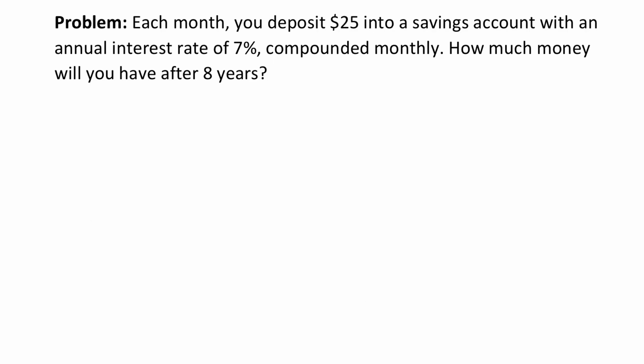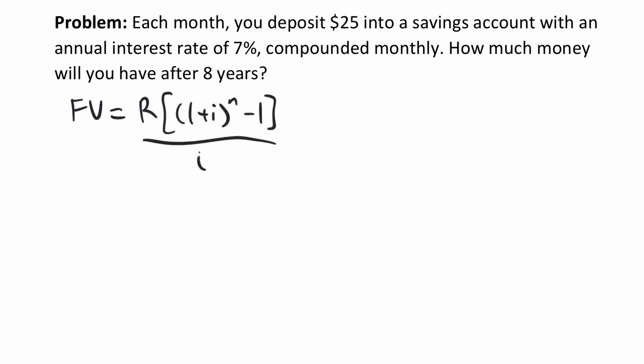All right, let's say each month you deposit $25 into a savings account. You're going to get an annual interest rate of 7% compounded monthly. How much money will you have after 8 years? Now, the formula is a little bit tricky in this case. We're looking for, and I'll write down the formula again so we have it here. We've got R, 1 plus I, to the n minus 1 over I.